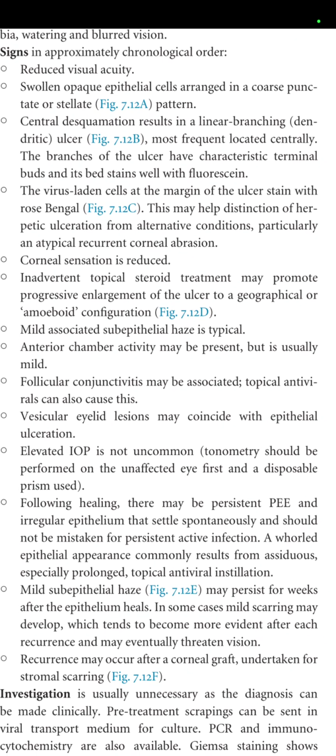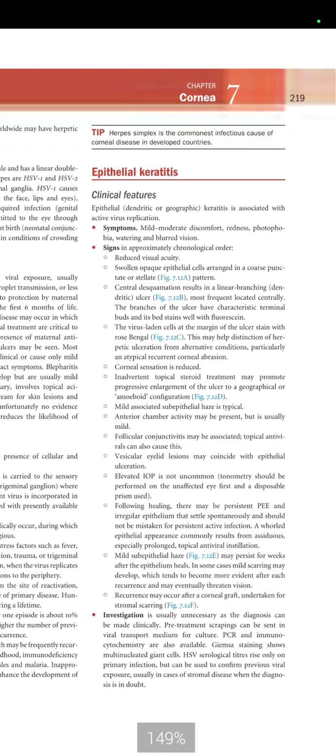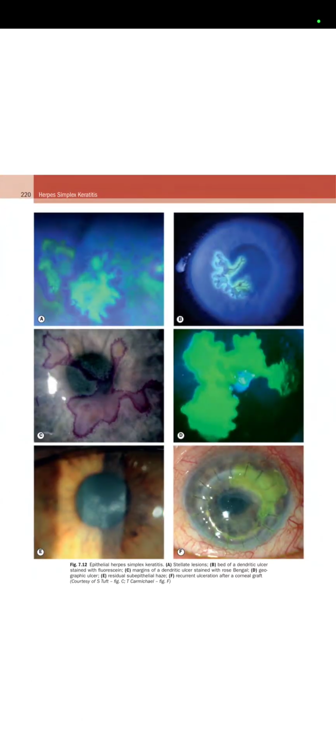So in a case of herpes simplex keratitis, if a patient is using steroid somehow, then it rapidly progresses to geographic ulceration. Figure 7.12d, you can see that. So you can see how it is showing a geography, a map shape in this case.